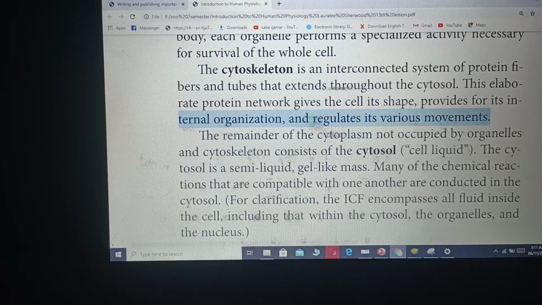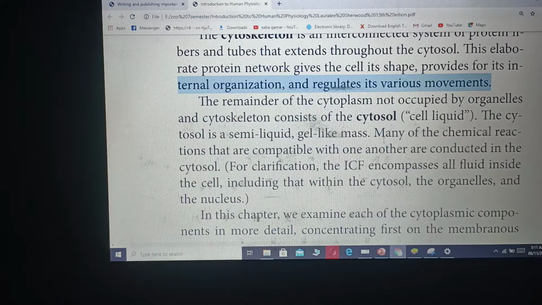The remainder of the cytoplasm is not occupied by the organelles and cytoskeleton and consists of cytosol, that is the cell liquid. The cytosol is a semi-liquid gel-like mass. Always remember, as I already told you, that cytosol consists of two components. One is gel, the second one is sol. Sol is thin and gel is thick. Gel contains organelles, sol doesn't contain any organelle.